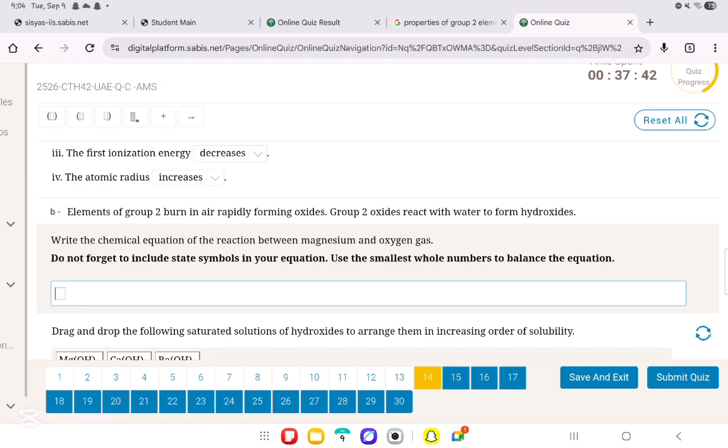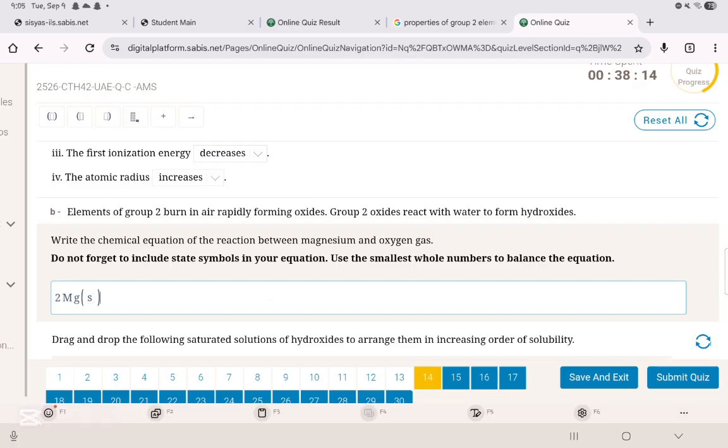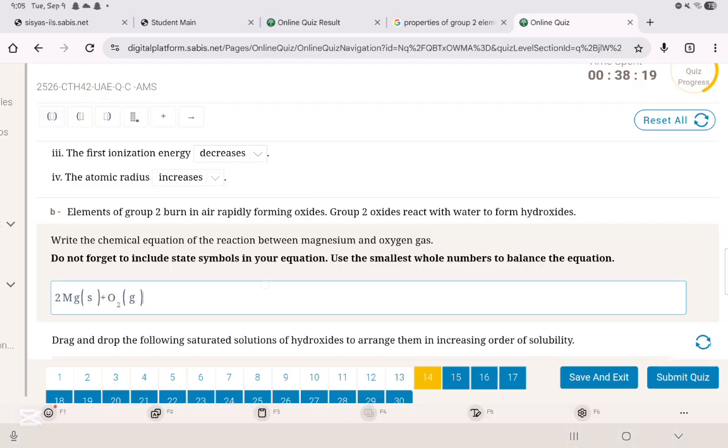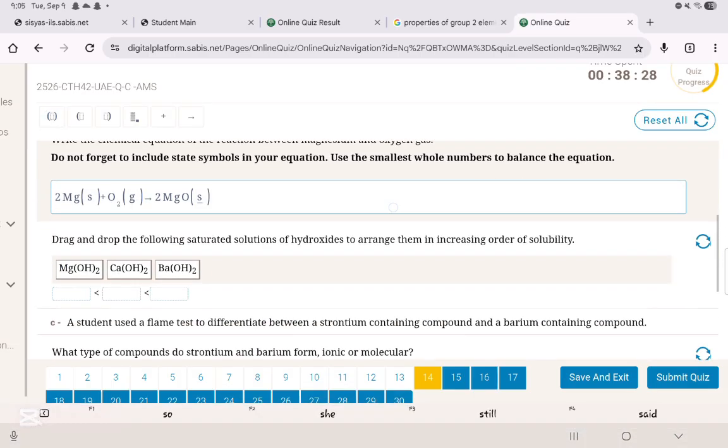Now, write the chemical equation between magnesium and oxygen gas. What did we say before? We said that when it's a group 2 metal with oxygen, the equation is 2 metal solid plus O2 gas will give us 2 metal oxide solid. So in this case, what's our metal? Our metal is magnesium. So 2 magnesium solid, plus O2 gas, is going to give us 2 magnesium oxide solid. Perfect.